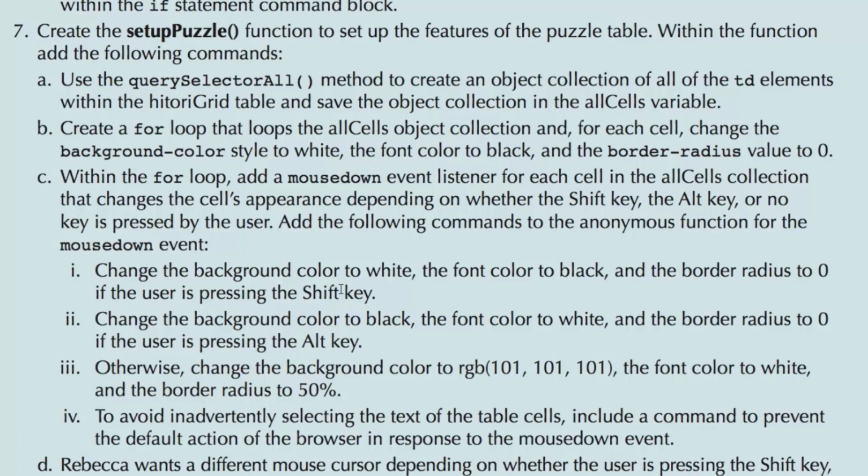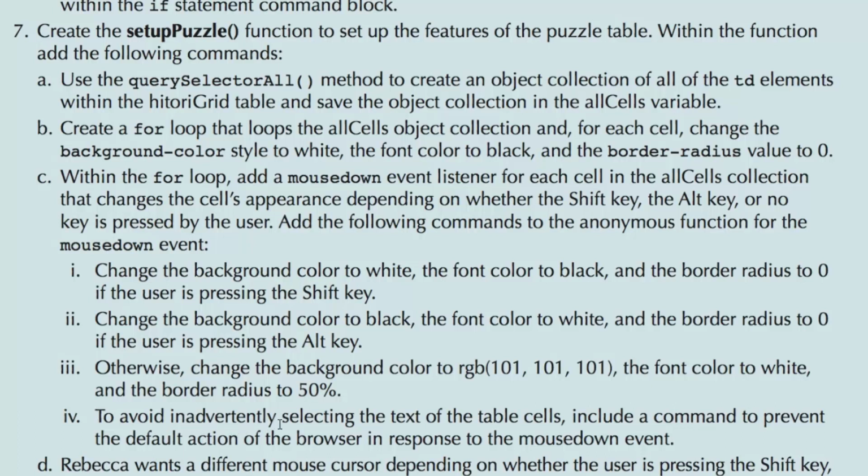So first, change the background color to white, the font color to black, the border radius to 0 if the user is pressing the shift key. Change the background color to black, the font color to white, the border radius to 0 if the user is pressing the alt key. Otherwise, change the background color to this RGB value, which is a gray value, then the font color to white and the border radius to 50. That's how you create a circle.